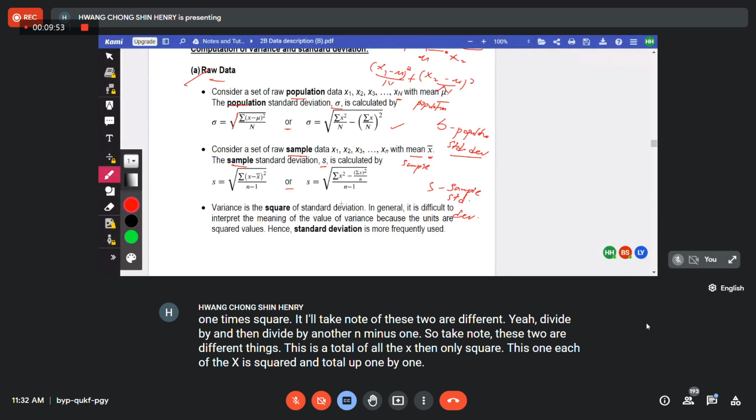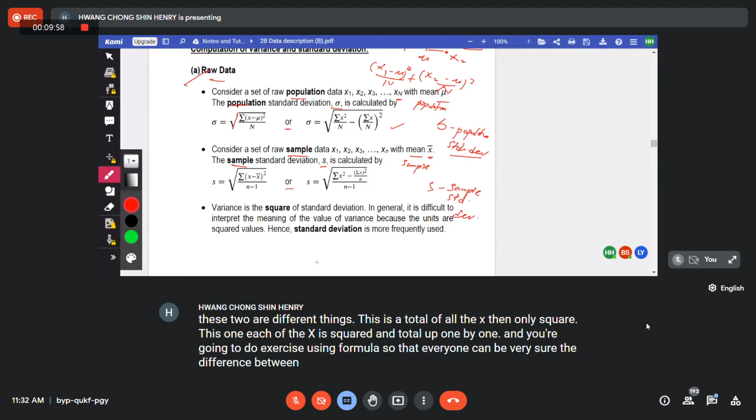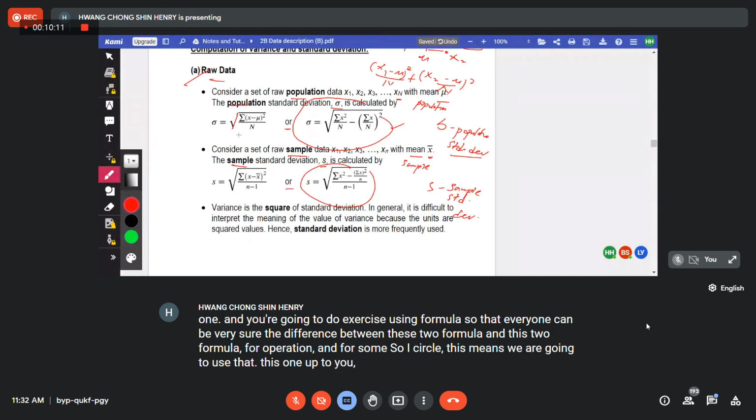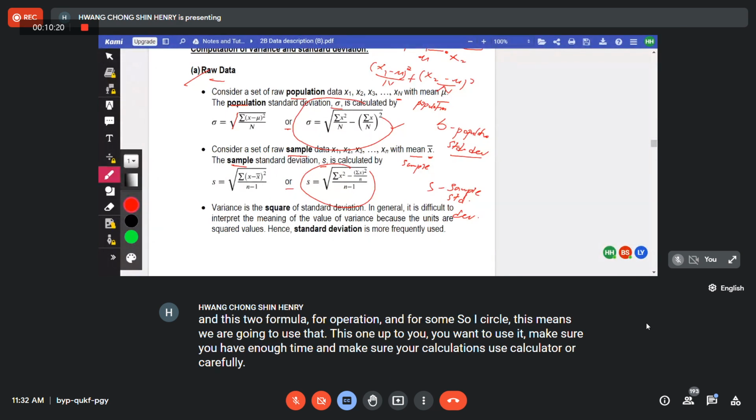Okay, we are going to do exercises using the formula so that everyone can be very sure of the difference between these two formulas, and these two formulas for population and for sample. So I circle this, meaning we are going to use that. This one is up to you. If you want to use it, make sure you have enough time and make sure you use your calculator carefully.